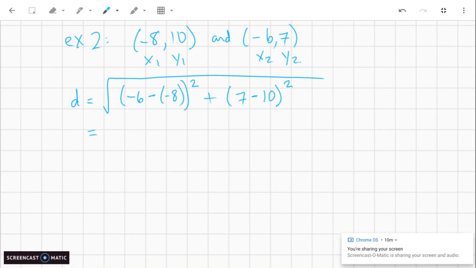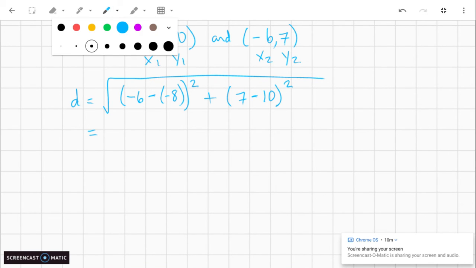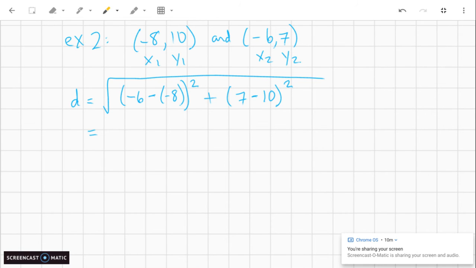So hopefully you can use this without your calculator to simplify. You may need to use your calculator. I'm going to change colors. I'm going to do some tricks on here. So when I do minus and negative, I always in my head say add the opposite. So that's negative 6 plus positive 8, which gives me a 2. And I'm going to square that. And when you calculate -6 minus -8, it gives you +2 also.